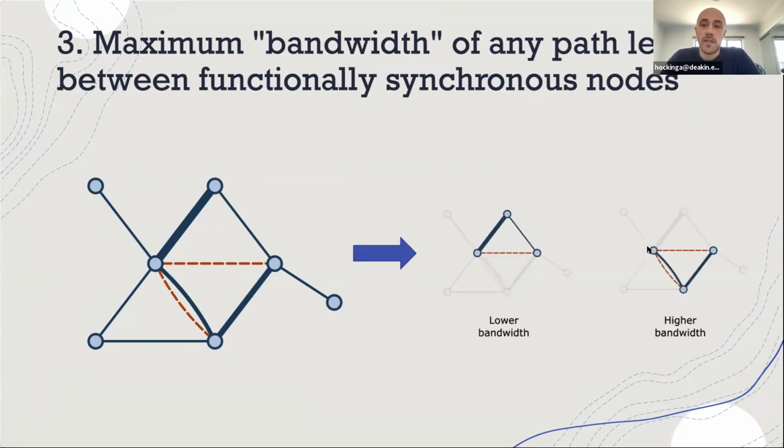For the other pair of functionally synchronous regions, the connection is not direct, so there are 2 different paths between the regions. For both of these paths, the bandwidth is proportional to the thinnest connection, which acts as the bottleneck for the rate that information can be transferred between those 2 nodes. So the example on the left has the lower bandwidth, since its thinnest connection is thinner than the thinnest connection of the example on the right.